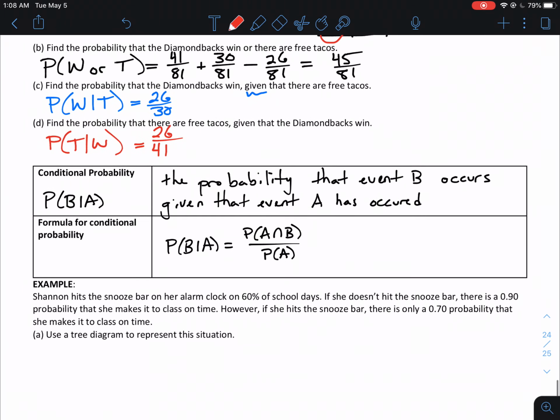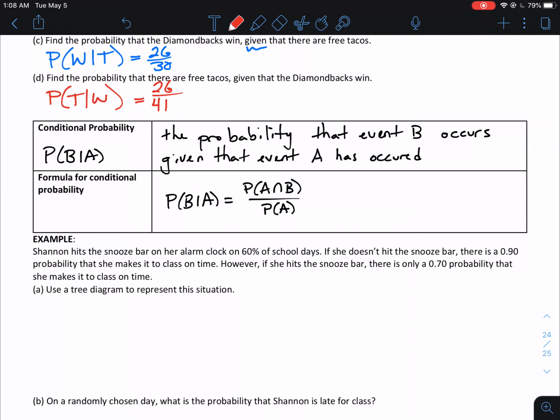Okay, so what we just described is this idea of what's called conditional probability. Conditional probability is the probability that event B occurs given that event A has already occurred. Our formula for finding that is that we take the probability of A and B divided by the probability of A.